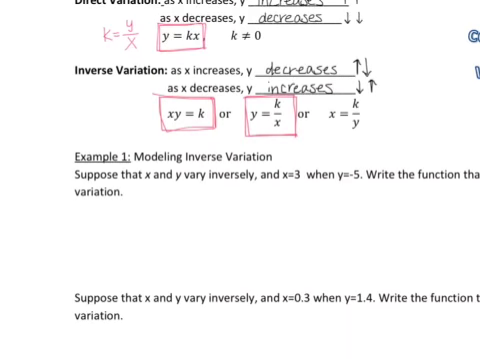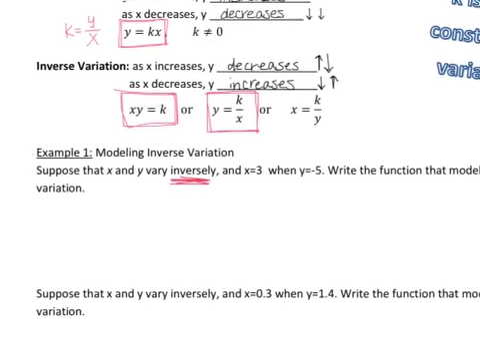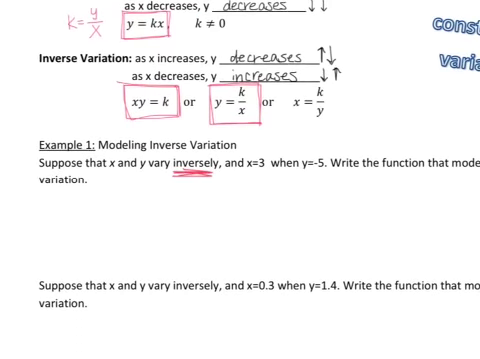We're going to write some equations for inverse variation. It says, suppose x and y vary inversely. So inversely is key. It's telling you what kind of relationship they have. And x equals 3 when y equals -5. So it gave us a point, (3, -5), that's on this graph. Write the function that models the inverse variation.